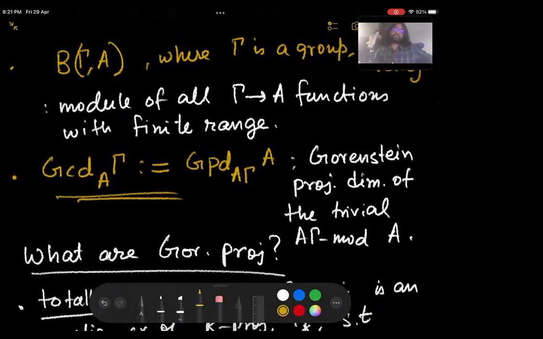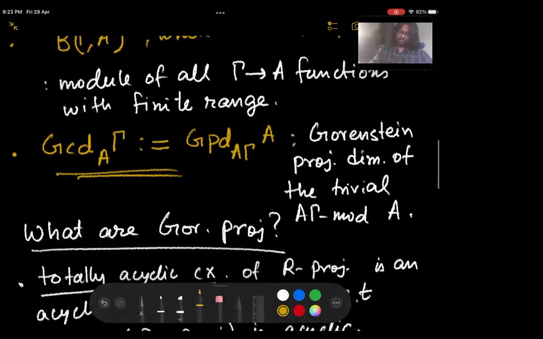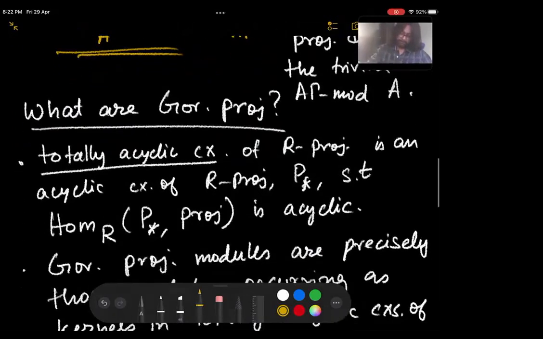So when I talk about the Gorenstein cohomological dimension of a group, I'm talking about the Gorenstein projective dimension of the trivial module. So Gorenstein projective dimension, once you know what Gorenstein projectives are, is straightforward. It is the minimal length of a resolution of your module by Gorenstein projectives. It's just the way dimensions are defined in homological algebra.